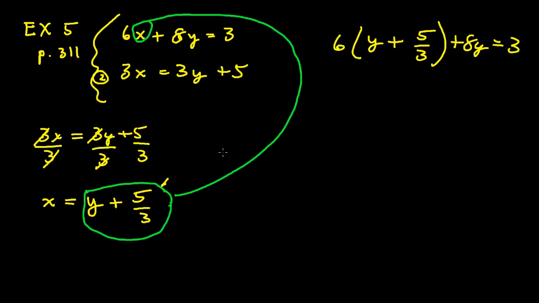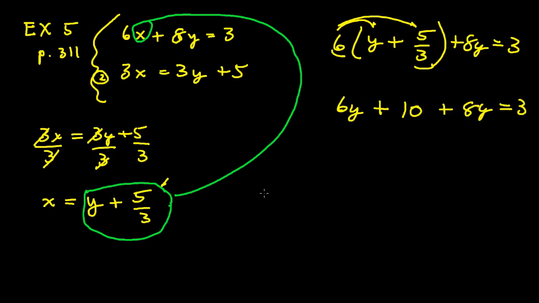This gives me one equation with one unknown. I'm going to again multiply through here by 6. 6 times y is 6y plus 6 times 5/3. Well, 3 cross cancels into 6 twice, and 2 times 5 is 10, plus 8y equals 3, multiplying through the parentheses by 6 and eliminating the parentheses. I can now combine like terms. 8y plus 6y is 14y plus 10 equals 3.